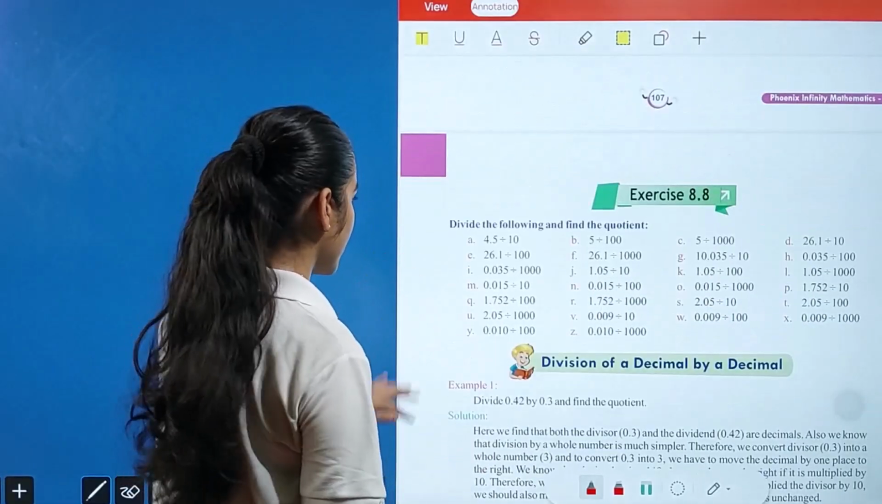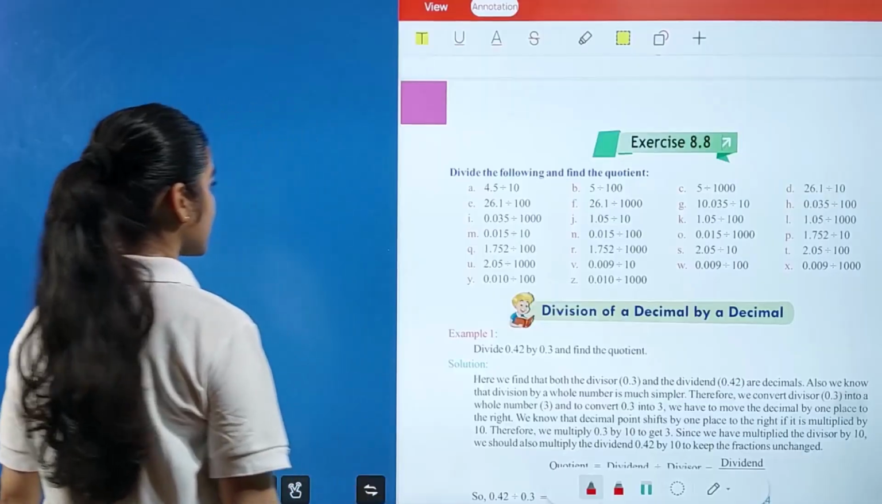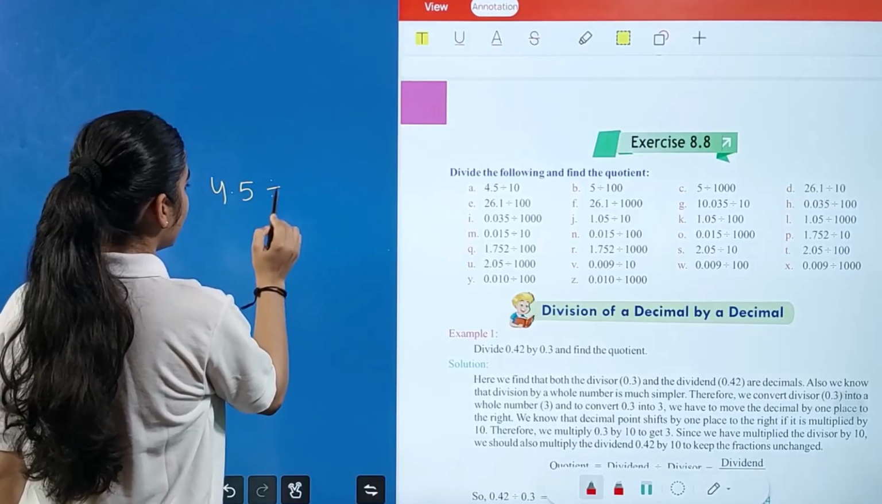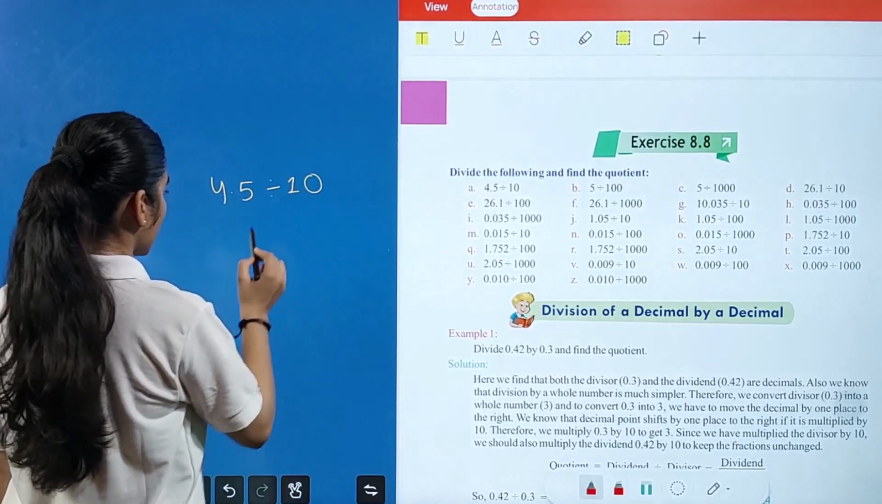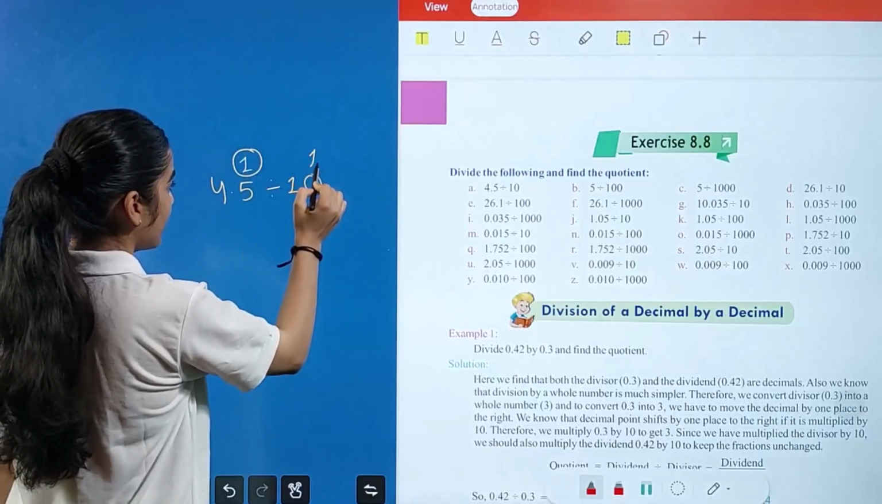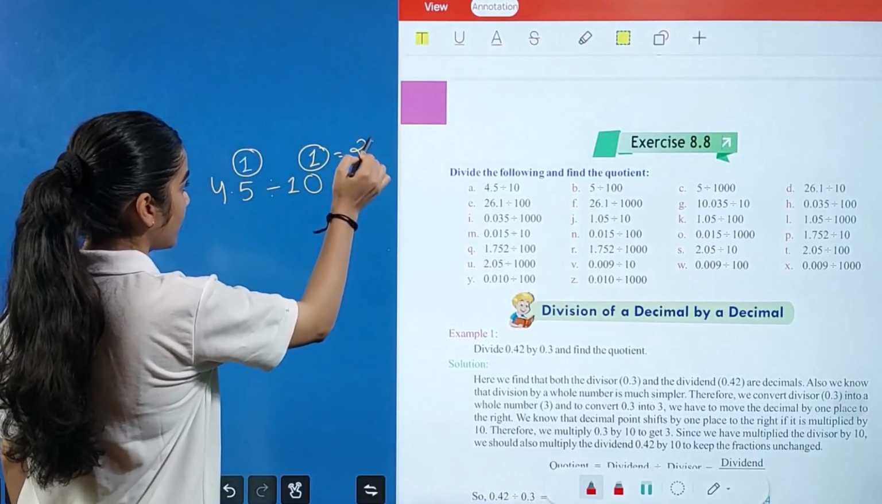Now we move forward to exercise 8.8. So let's take some questions. 4.5 divided by 10. Here we have one number after the point and here we have 1 zero. So in total we have 2 numbers, right?